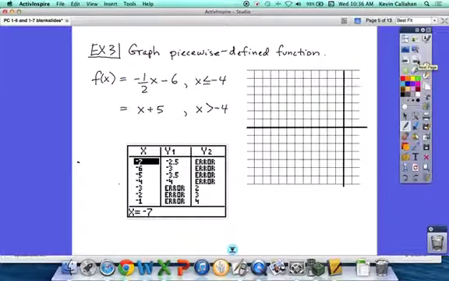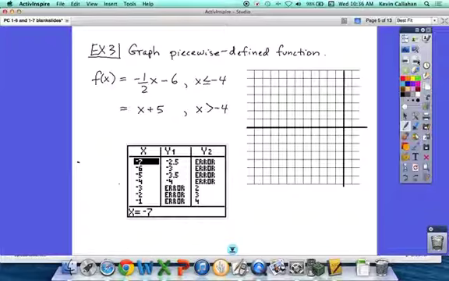Okay, example 3, coming from the same section, is graph a piecewise function. What's that? I didn't do it. Okay. I don't do every example. If you want to go look at example 2, knock yourself out.